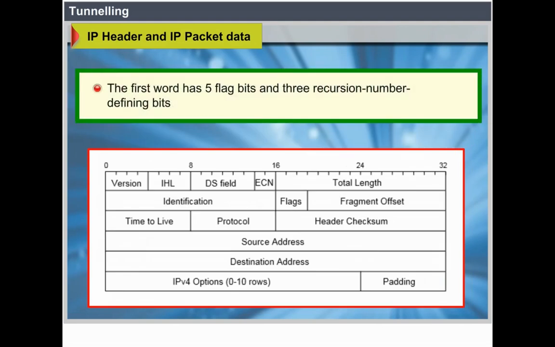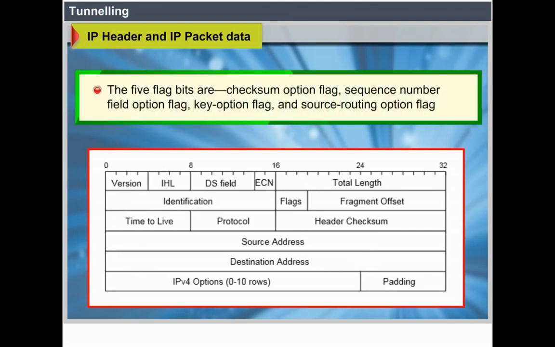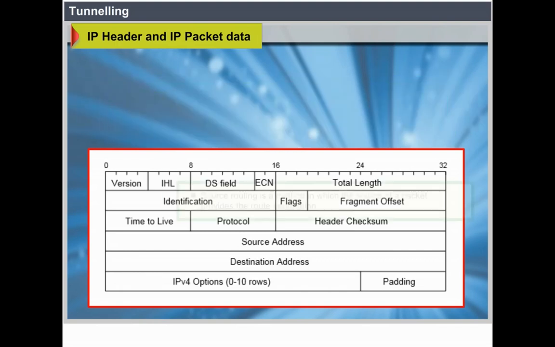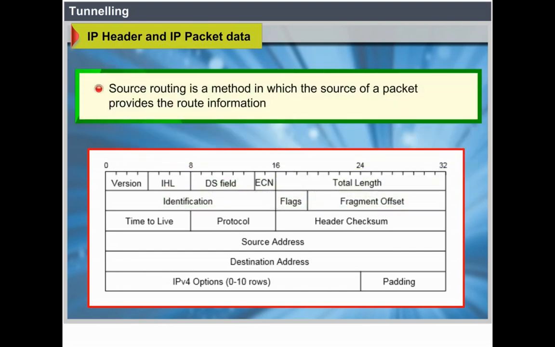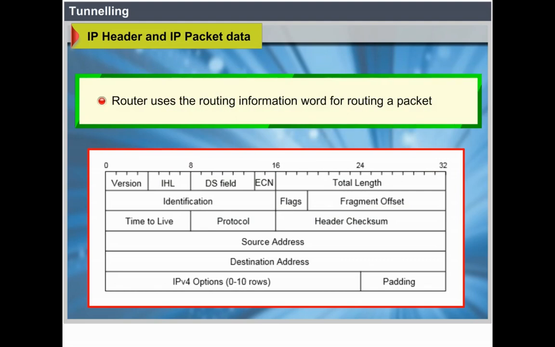The first word has 5 flag bits and 3 recursion number defining bits. The 5 flag bits are the checksum option flag, sequence number field option flag, key option flag, and source routing option flag. Source routing is a method in which the source of a packet provides the route information. A router uses the routing information word for routing a packet.